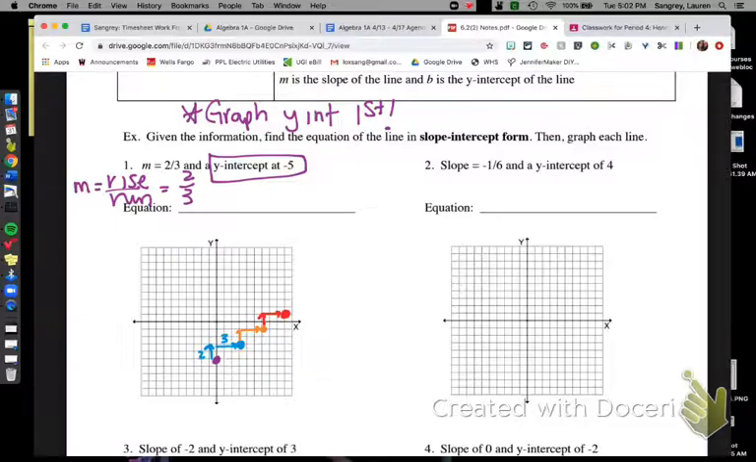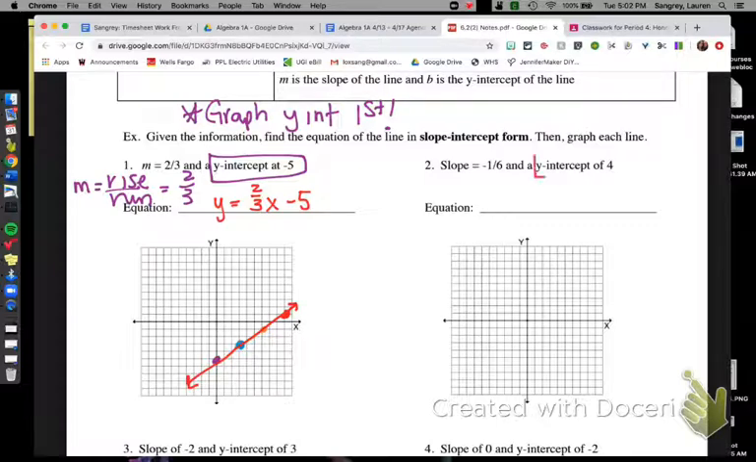Ultimately, when you do this, you wouldn't have all those arrows, so you would just have these dots. Then we connect all the dots and put arrows on either side, because remember, these lines go on forever in both directions. And our equation, we practiced this already: y equals 2/3 x, and the y-intercept is -5.